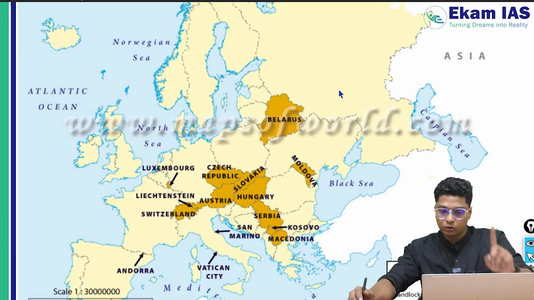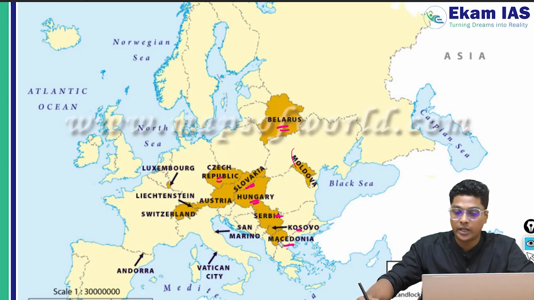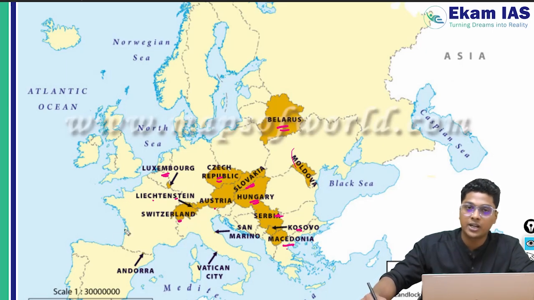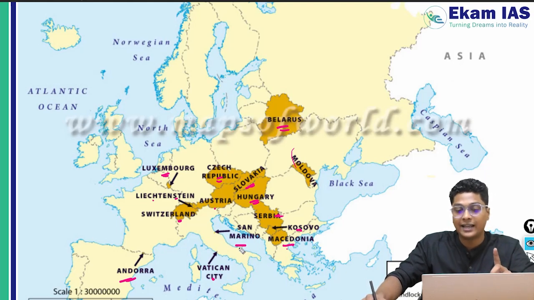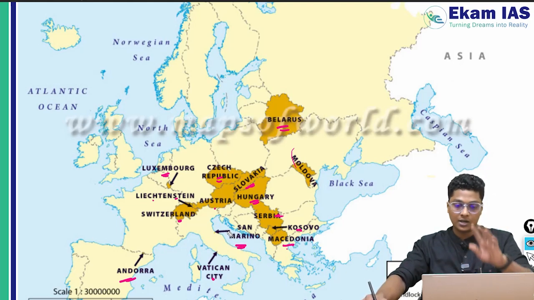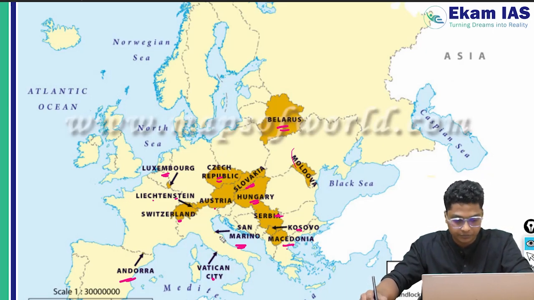Now quickly we'll go through the landlocked countries as well. We have seen it earlier itself. Here you can see Belarus, Moldova, then Czech Republic, Slovakia, Hungary, Serbia, Kosovo, North Macedonia. It is not written here, it is North Macedonia, right? Then here we have Luxembourg, Liechtenstein, Switzerland, right? Austria, Andorra, Vatican City. It's a landlocked country, right? San Marino, not sharing, it's not a port city, rather it is an enclave, San Marino and Vatican City as well, right?